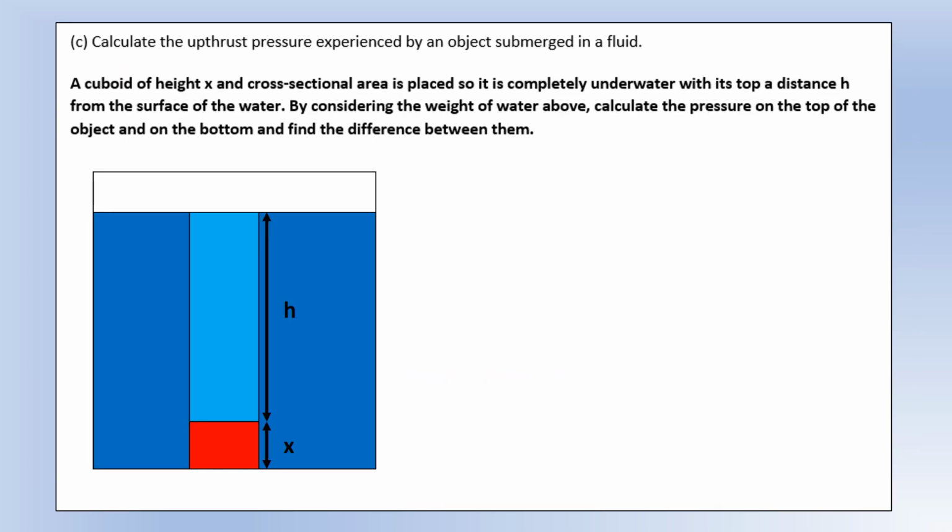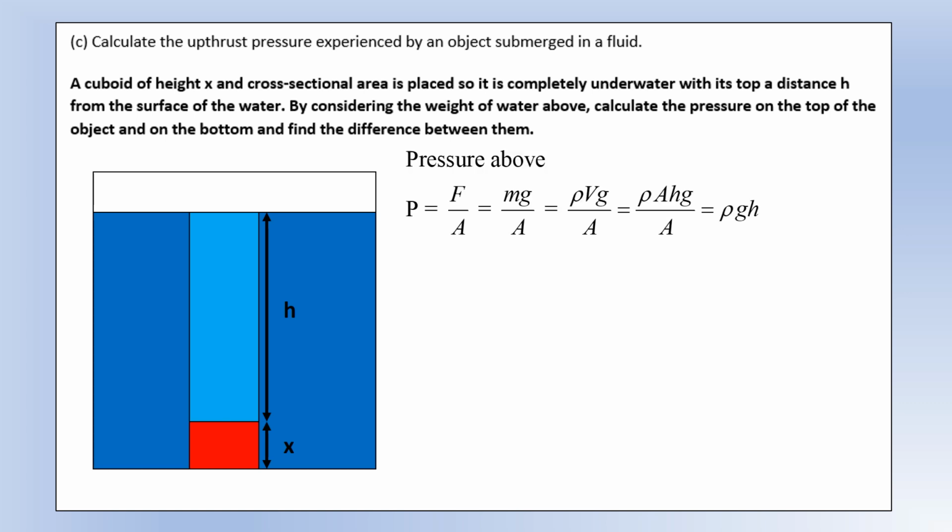So next, essentially trying to figure out what the upthrust pressure would be on an object that is submerged. So the object is shown in red, and it has height x and cross-section area, we'll call it A, and it's a distance h below the surface, or its top is a distance h below the surface. What we're going to do is calculate the pressure on the top of the object, the pressure on the bottom, and find the difference between them to work out the upthrust pressure and then the upthrust force.